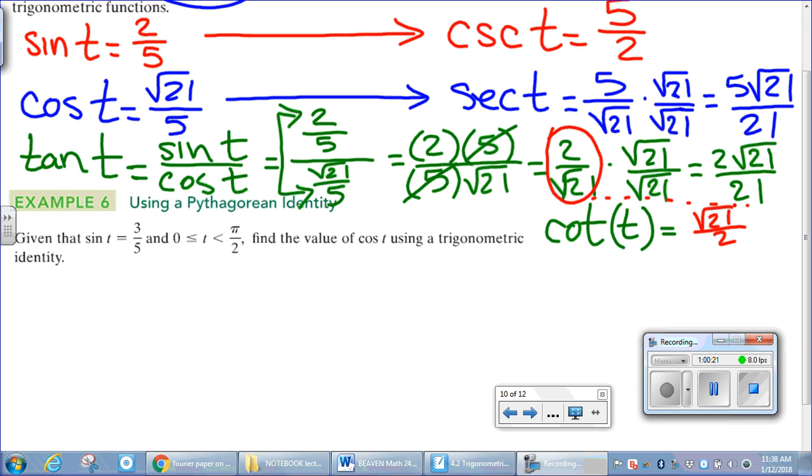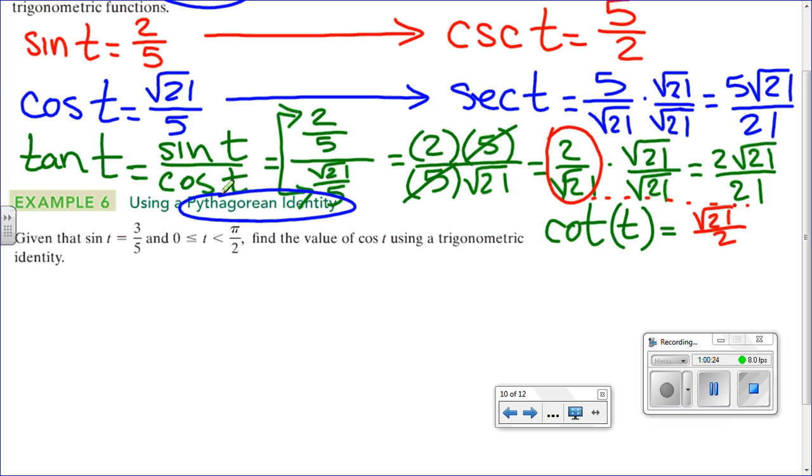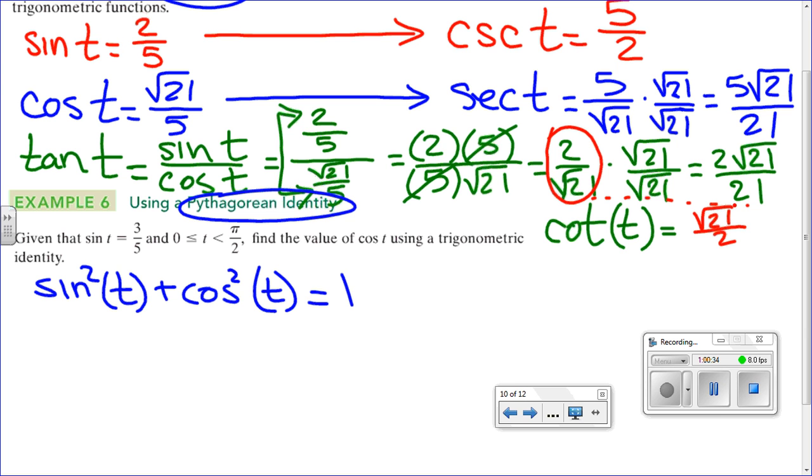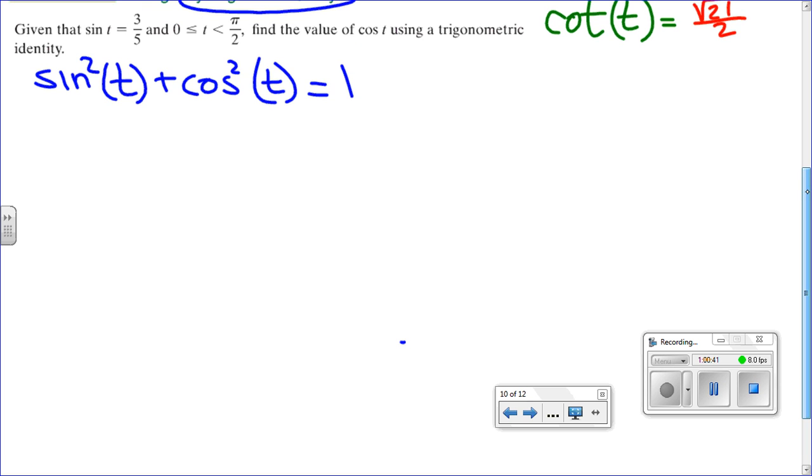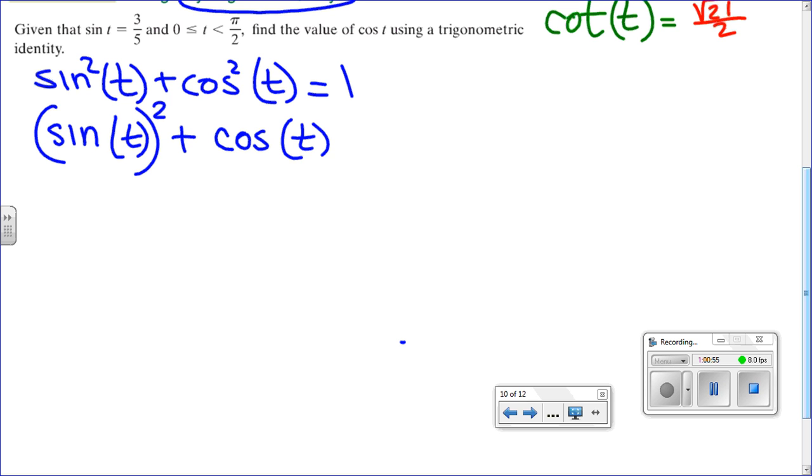Alright, for problem 6, we're going to use the Pythagorean identity, and that is my favorite, sine square of t plus cosine square of t equals 1. Now remember how I told you that if you have a square, what you're squaring is the whole angle. So this actually means the sine of t, and then we square it. And this one means the cosine of t, and then we square that.